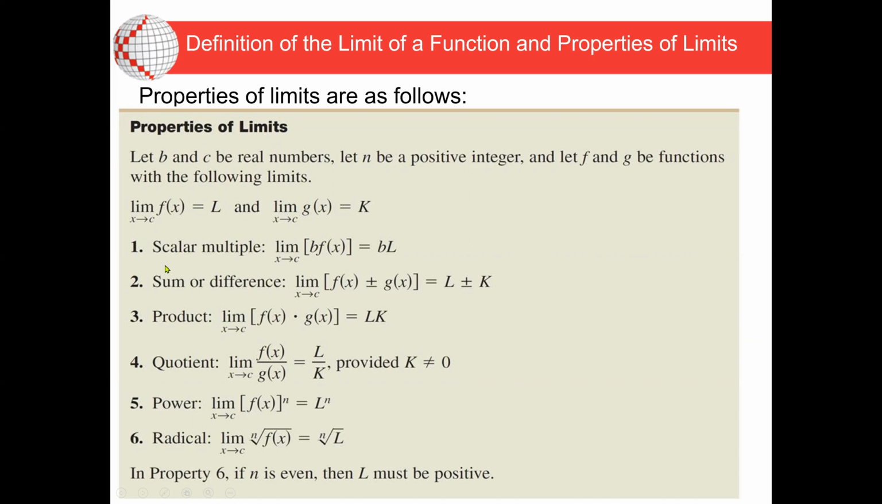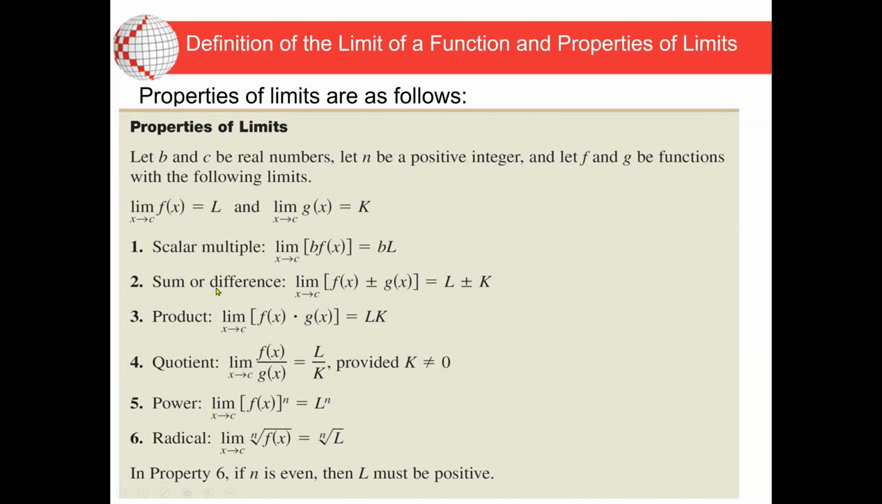The first property is the scalar multiple. Here we are assuming the limit of f(x) equal to L and also the limit of g(x) equal to k, as x approaches c. So here if I have the limit of b times f(x) as x approaches c, the answer will be b times L, because the limit of f(x) is L. So we multiply b. b is a value, so we multiply b by L.